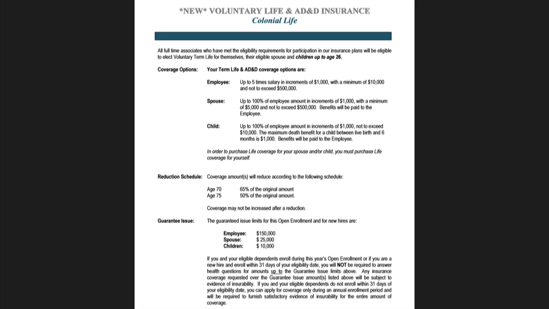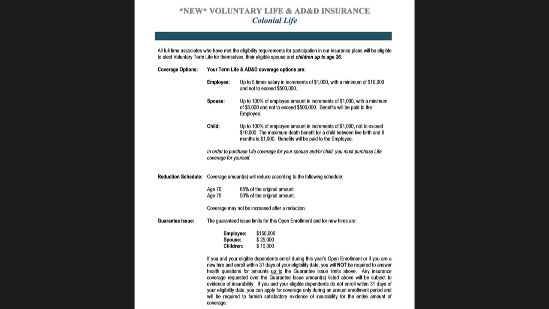Starting on page 9, outlined is the new voluntary life and AD&D insurance with Colonial Life. This is not only replacing the current voluntary life and AD&D through American Fidelity, but it is also replacing the voluntary life and AD&D through Unum. The coverage options and amounts for you, your spouse, and or your children are outlined here in the guide, and as before, there is an age reduction schedule that applies.